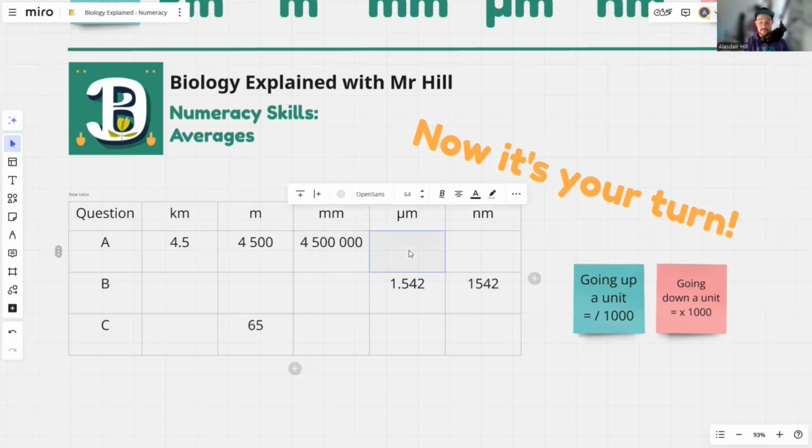So again, you're going to times this by 1,000. So this becomes 4, 5, 0, 0, 1, 2, 3 zeros, and another 3 zeros. This becomes 4,500,000,000 micrometers in 4.5 kilometers. Finally, we're going to convert this to nanometers.